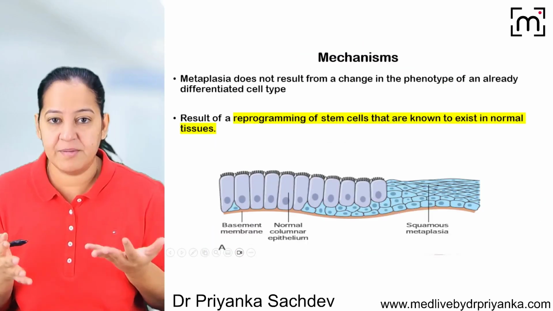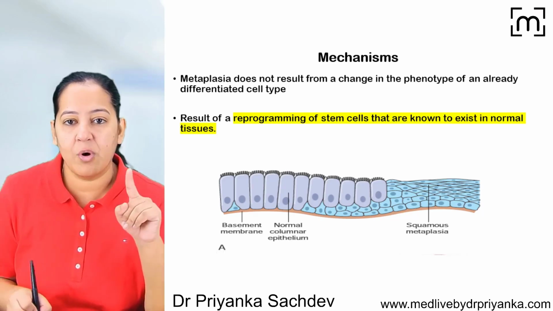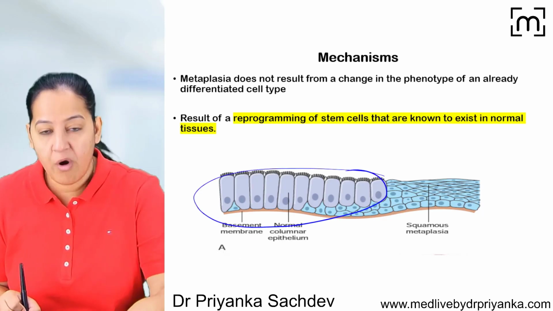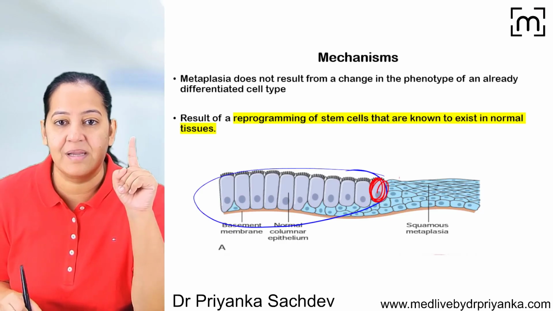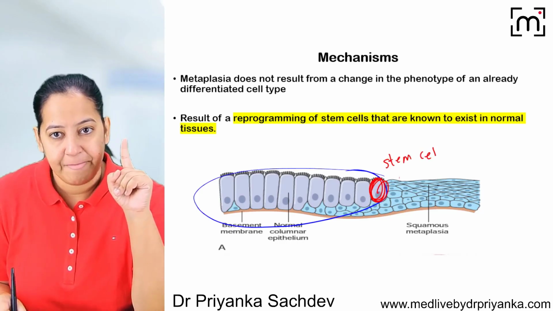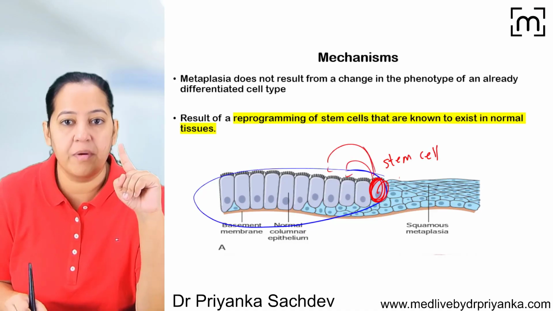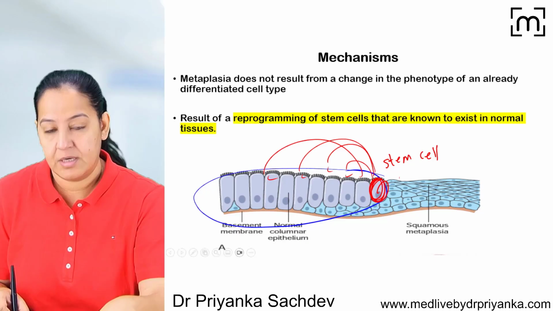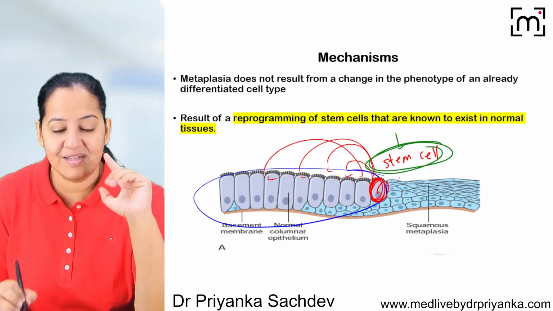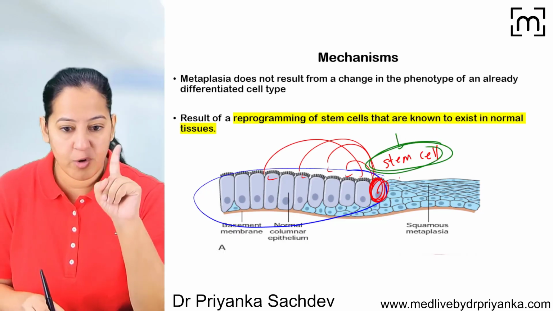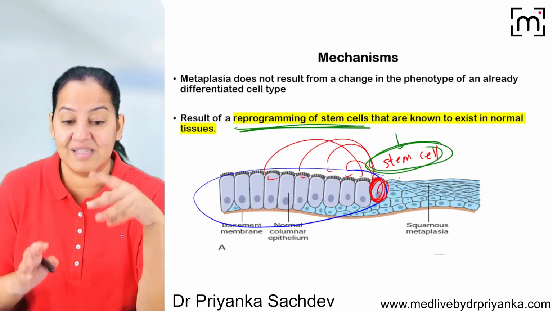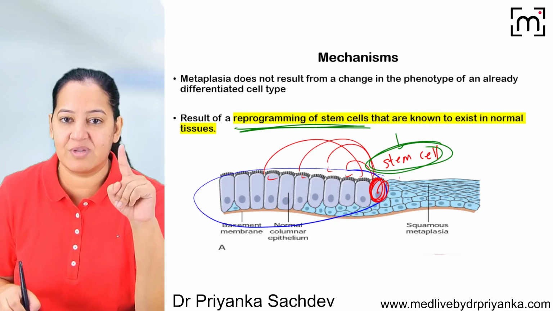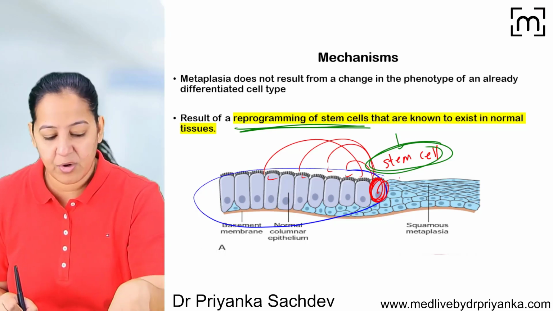Okay, what is the mechanism? Now you can see this is an organ. In this organ, the initial lining is columnar. Now a few of the cells are stem cells. This stem cell gives rise to columnar, columnar, columnar, columnar, so a columnar lining is there. It's normal for this organ. But now there is a stress. Due to the stress, there is reprogramming of the stem cell. See the word I'm saying: reprogramming of the stem cells. Because of reprogramming of the stem cells, now these cells will not form columnar.